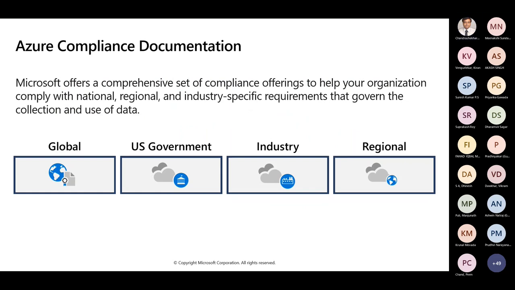The compliance documentation offers a comprehensive set of compliance offerings to help your organization comply with national, regional, and industry specific requirements that govern the collection and use of data. There are country specific compliances, there are domain specific compliances, so there is a separate set of compliances for the health domain, a separate set for PCI, I think it is called, for the credit card industry. These compliances change country wise and organization wise also. An organization may have its own set of compliances, the country government may have its own set, and the industry may have a set of compliances.